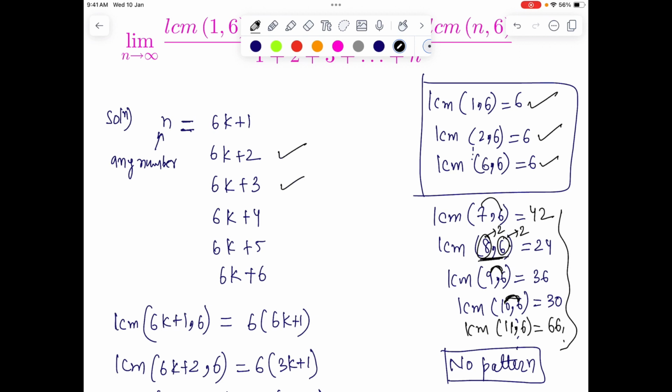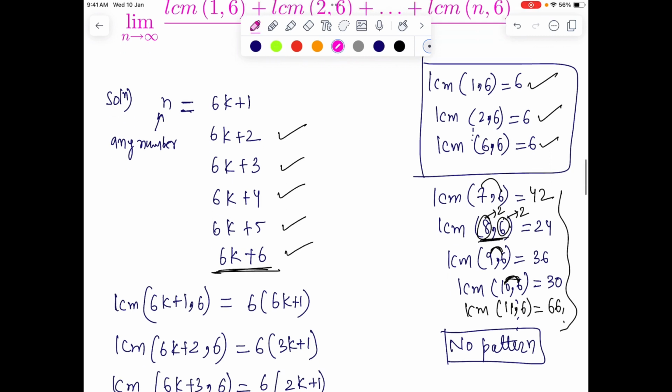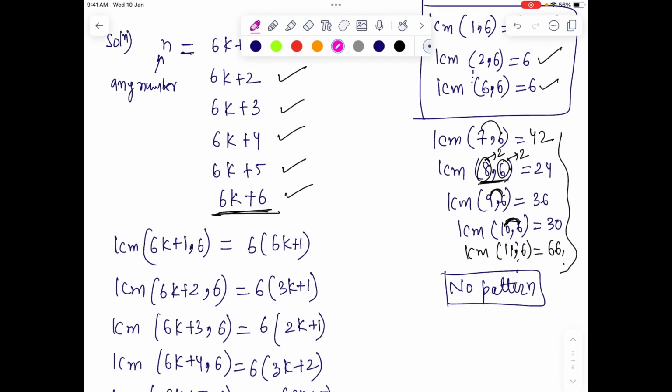Anyway, so again any number can be written as 6k plus 1 form, 6k plus 2, 6k plus 3, 6k plus 4, 6k plus 5 and 6k plus 6. In fact 6k plus 6 is back to 6k. So here I am not writing 6k form, just for the sake of a different approach, I have given you a different format of writing these numbers for both problems. Now, what about LCM of any number which leaves remainder 1, which means any number which is in the form of 6k plus 1 and 6.